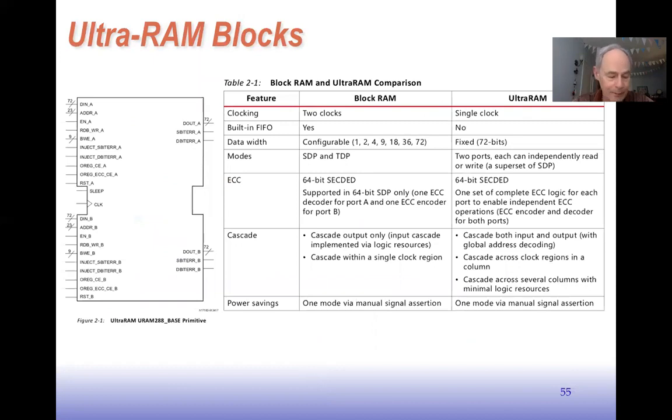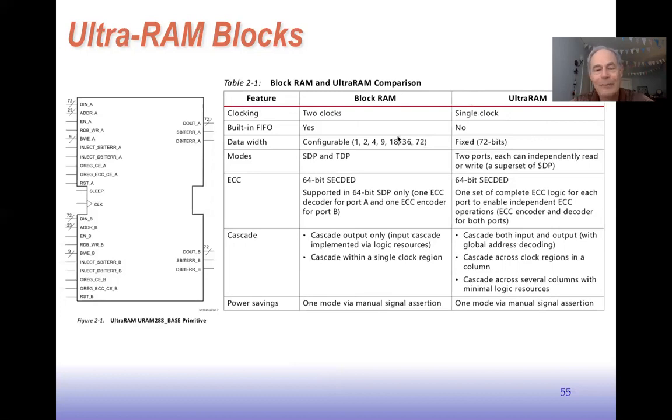Okay, and then I just wanted to mention on more modern FPGAs, there's another class of memory blocks. These are ultra RAM blocks. They're bigger memory blocks and they have less flexibility. You can see a comparison here in this diagram. A RAM block has two clocks, so you can have independent read and write ports, or two independent ports. In ultra RAM, there's only a single clock. There's no built-in FIFO function in the ultra RAM.